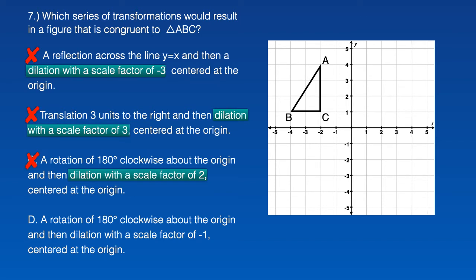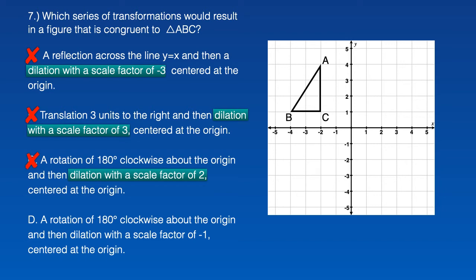Because again, the question says, which series of transformations would result in a figure that is congruent? Congruent means it has to be the same size as triangle ABC. And if you're dilating by a scale factor that's not 1, it's not going to be congruent to triangle ABC. So that's how I'm able to quickly eliminate those answer choices. The question that I'm imitating on the exam also has similar answer choices. I didn't word them exactly the same. I changed up my question a little bit, but I'm imitating what's on the test.